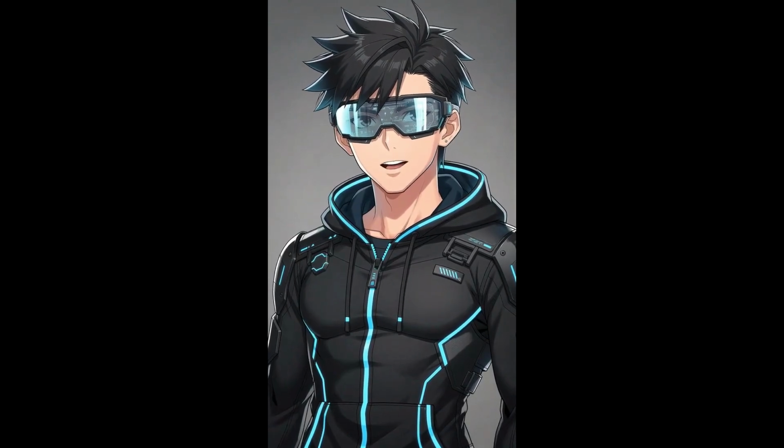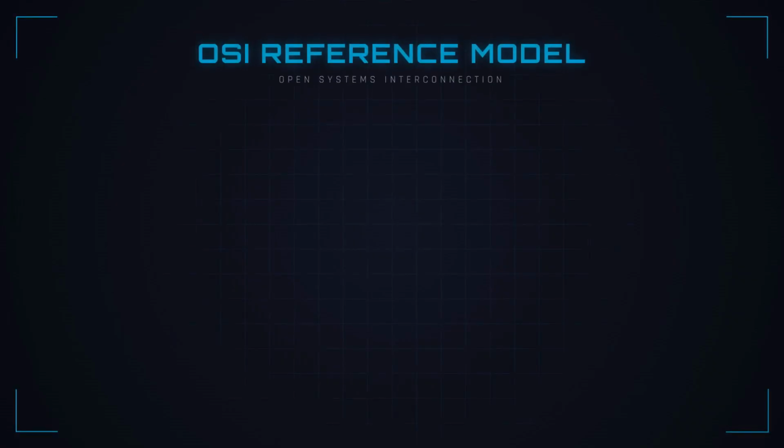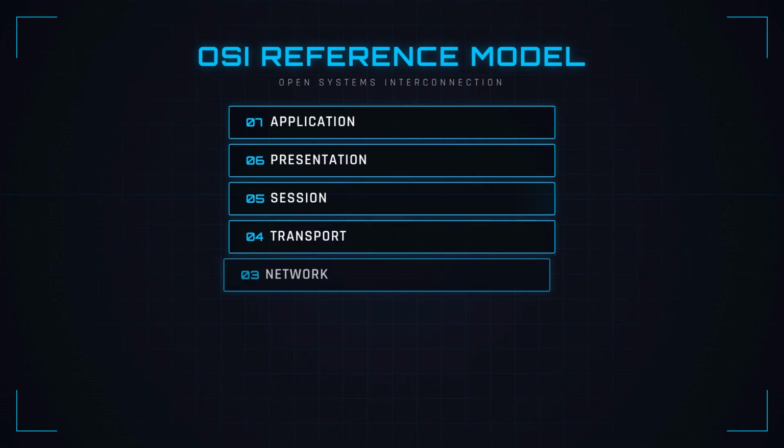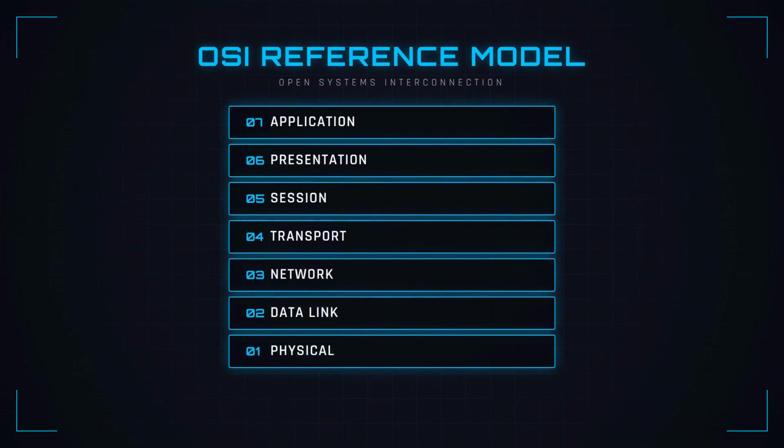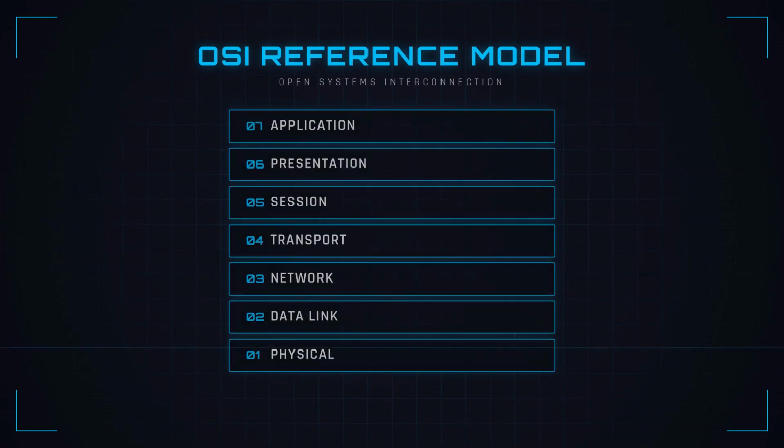That's where the OSI model comes in, a 7-layer framework for network communication. From the physical layer that handles the actual cables and signals, all the way up to the application layer where your web browser lives, it's all about standardization.